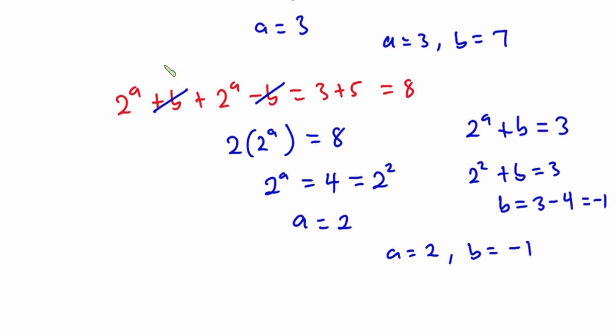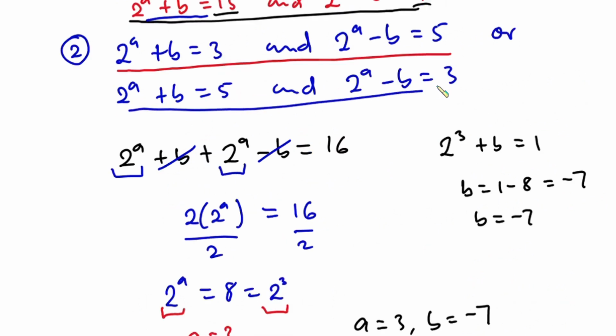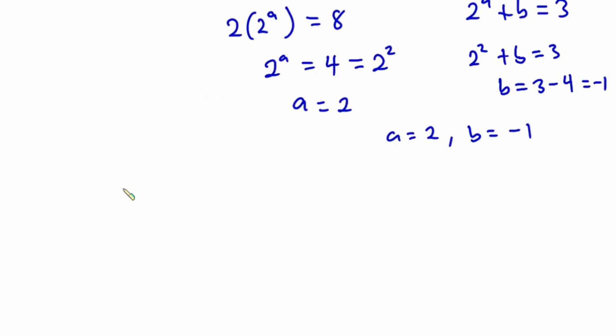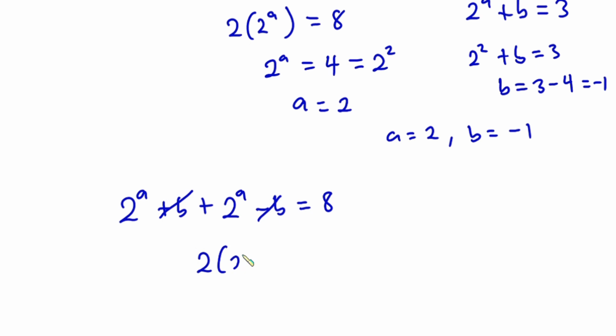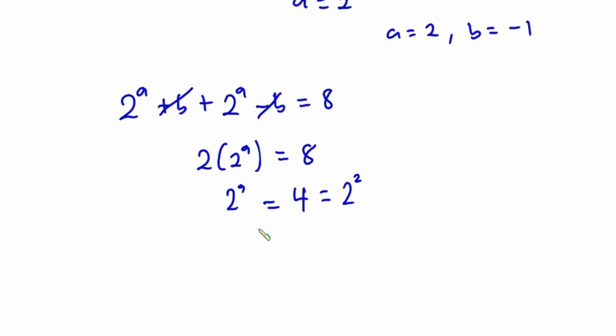And lastly, let's pay attention to the last one. We have 2 to the power a plus b plus 2 to the power a minus b is equal to 5 plus 3, which is also 8. So just like we did before, this one will cancel this. Then we are left with 2 into 2 to the power a, which is equal to 8. Dividing each side of the equation by 2, we have 2 to the power a is equal to 4. And this is also the same as 2 to the power 2. And you can see the bases are the same, so this implies that a is equal to 2.